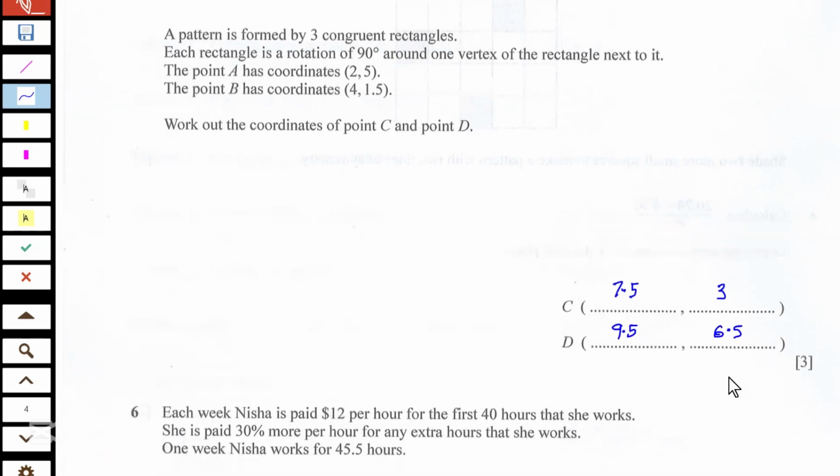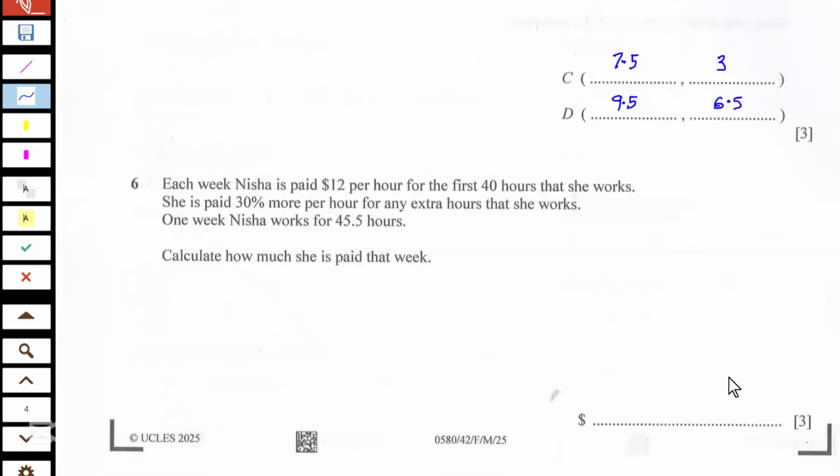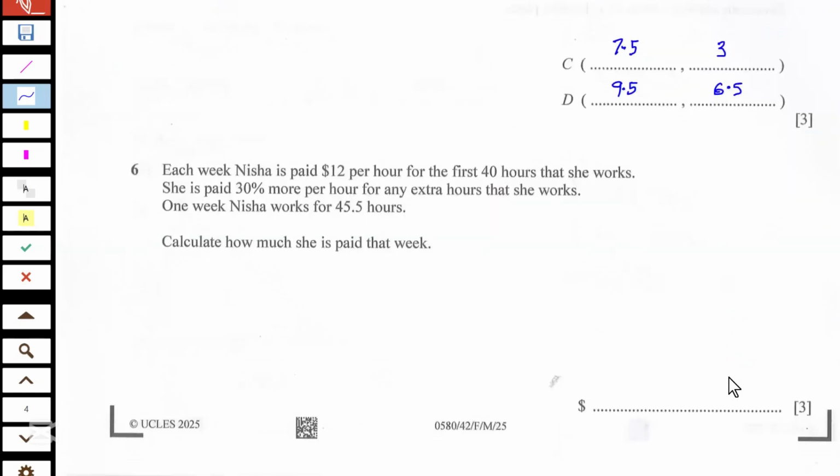Now the next question, 6. Each week, Nisha is paid $12 per hour for the first 40 hours that she works. She's paid 30% more per hour for any extra hours that she works. One week, Nisha works for 45.5 hours. Calculate how much she's paid that week.